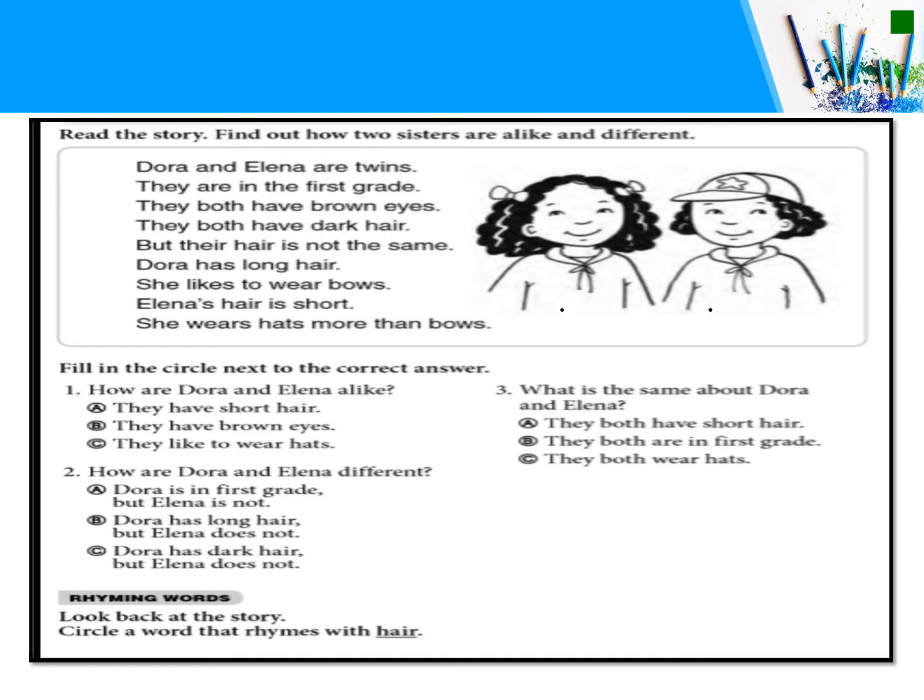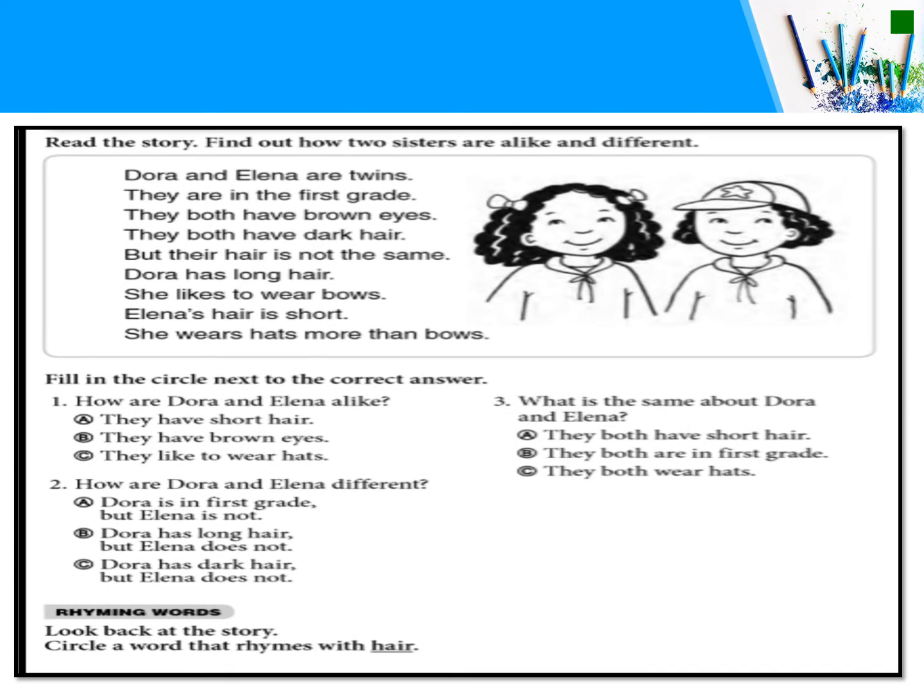Let's read. Dora and Elena are twins. They are in the first grade. They both have brown eyes. They both have dark hair. But their hair is not the same. Dora has long hair. She likes to wear bows. Elena's hair is short. She wears hats more than bows.